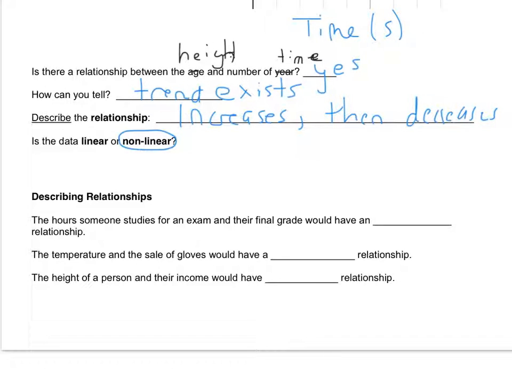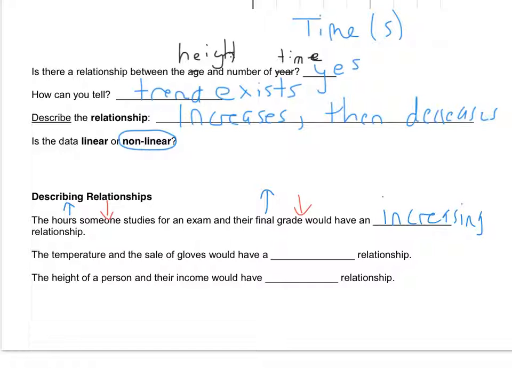Okay, so let's just do 3 examples to describe some relationships. In the first one, we want to describe the relationship of the hours someone studies for an exam and their final grade. So if you think about it, if the hours that someone studies increases, their final grade should also increase. So we expect that to have an increasing relationship. Or you could think of it as if the hours goes down, the final grade would go down.